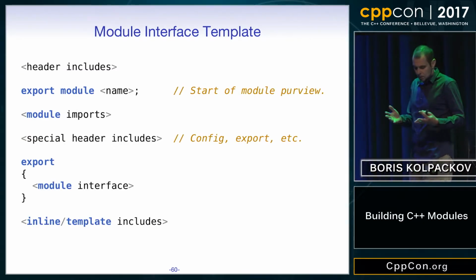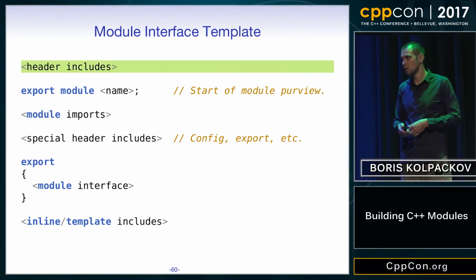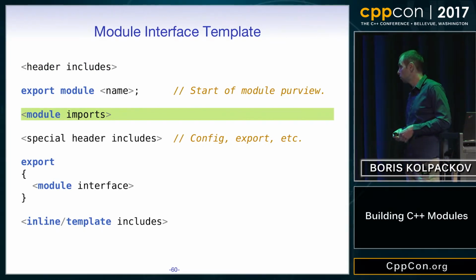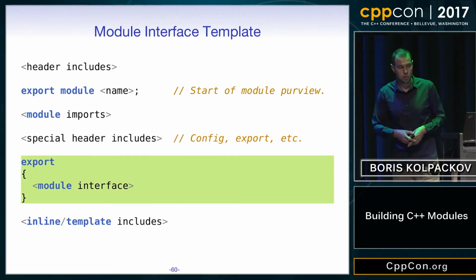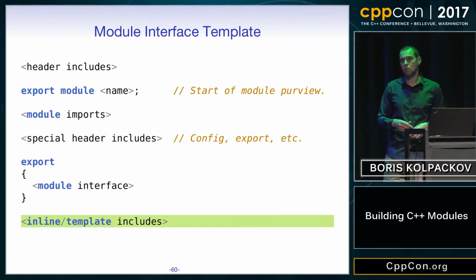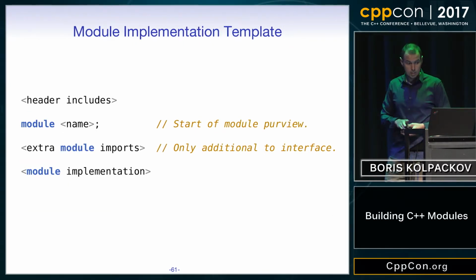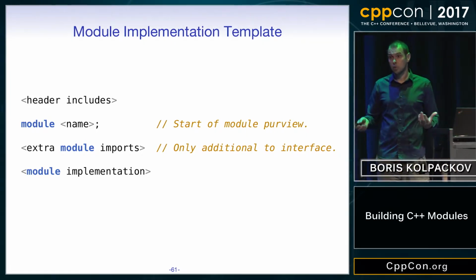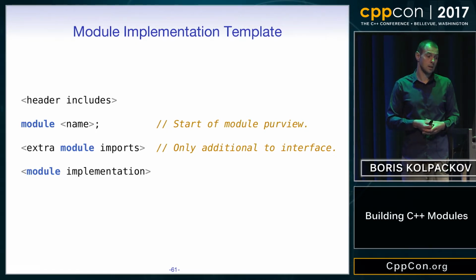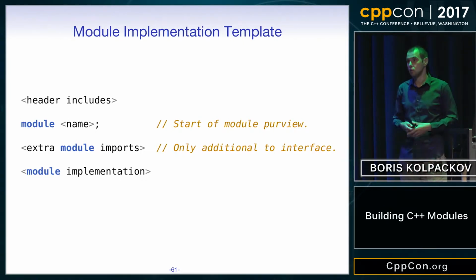So based on these six guidelines, we can actually come up with a typical module template. Right? We start with headers. We then start module purview, where we import our modules. We include special headers, and comes the module interface. And at the bottom, we include inline and template files if you have those. The same for implementation template. Headers out of the module purview again. Then we start the module purview. We add extra imports. Remember, we don't need to repeat the ones that were imported in the interface. And then we have the module implementation.